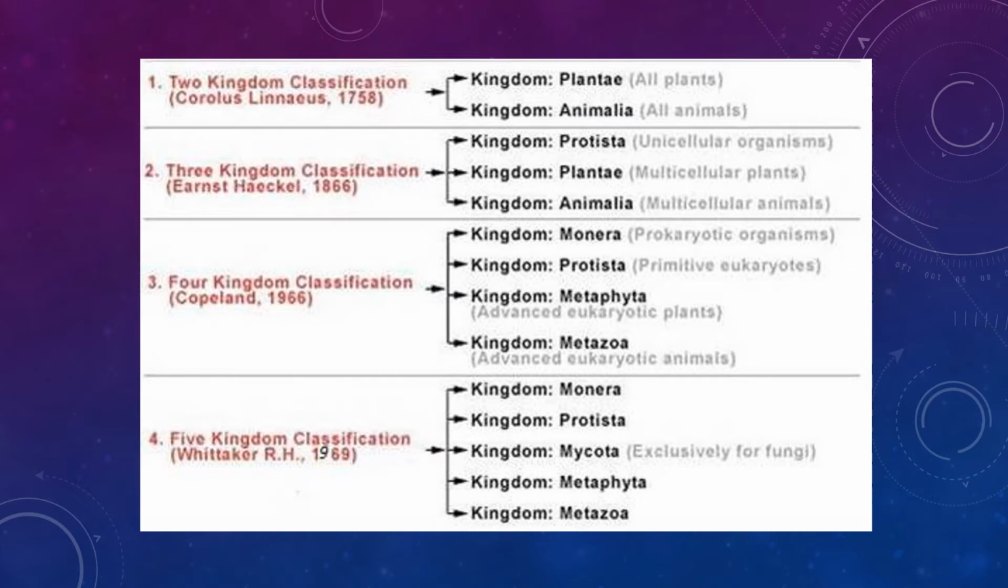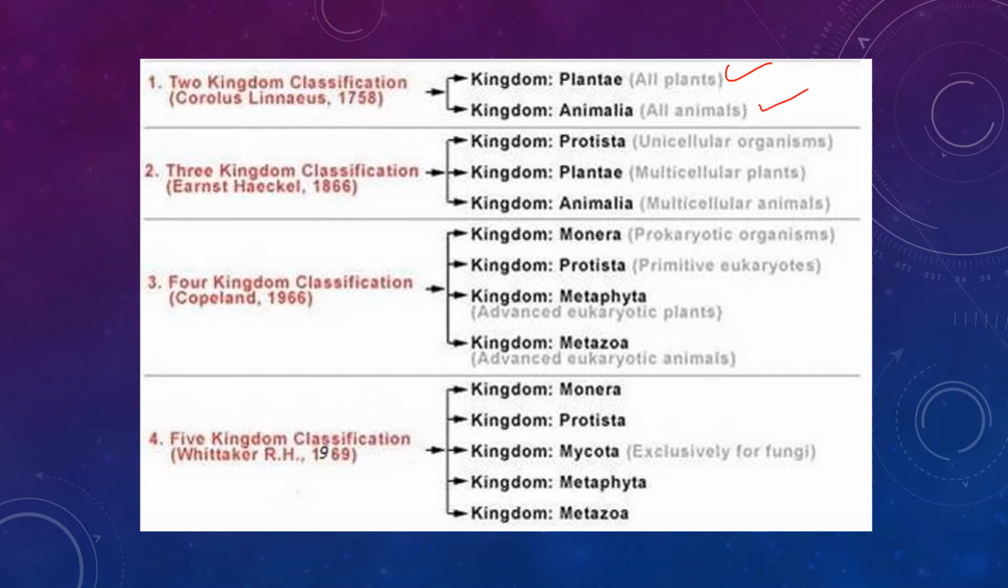Initially, there was the two kingdom system of classification. It was postulated by Carolus Linnaeus in the year 1758. The two kingdom classification had first Plantae, which included all the plants. Second was Animalia, which included all the animals.